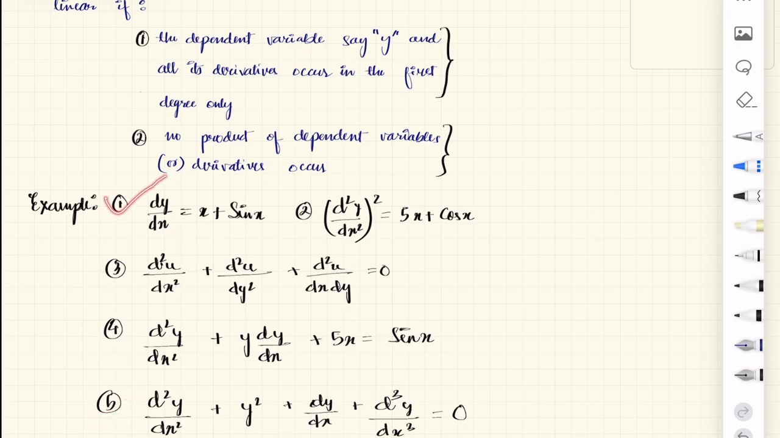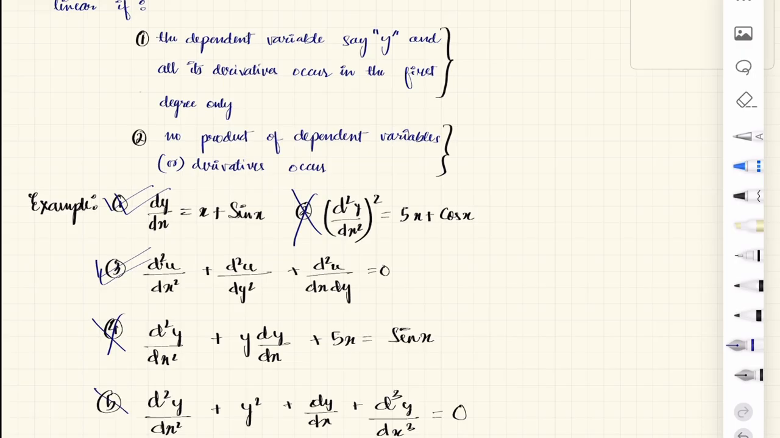So only 1 and 3 are correct, but the remaining 2, 4, 5. Why? Because here the degree is 2, here the product is there. So 2, 4, 5 are not linear differential equations. Only 1 and 3 are correct.